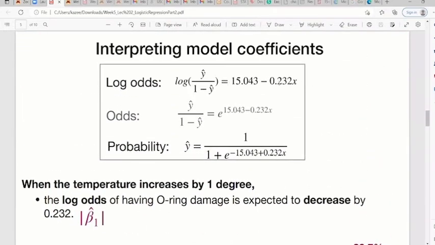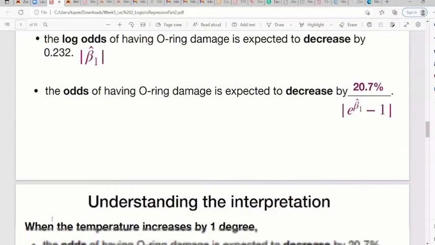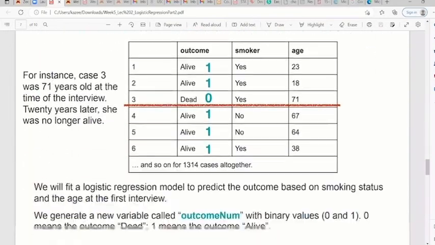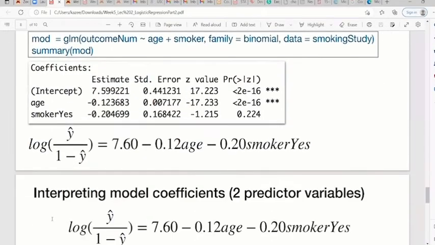How do we interpret this the other time? We said the log odd of having O-ring damage is expected to decrease by that. Now I'm also going to say the log odd of being alive, okay? So after adjusting for smoking, when age increases by 1, the log odd of being alive actually decreases by 0.12. It's expected to decrease by 0.12. I wanted to take note of that.